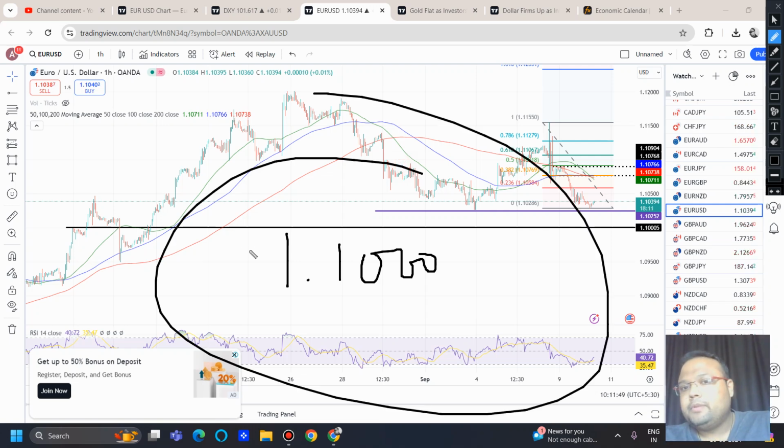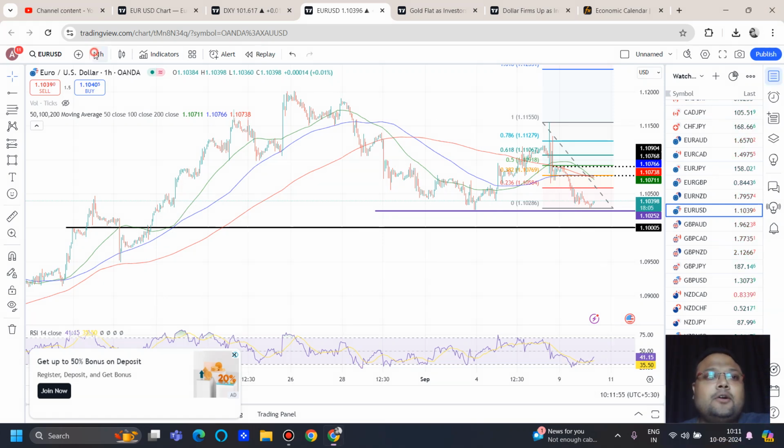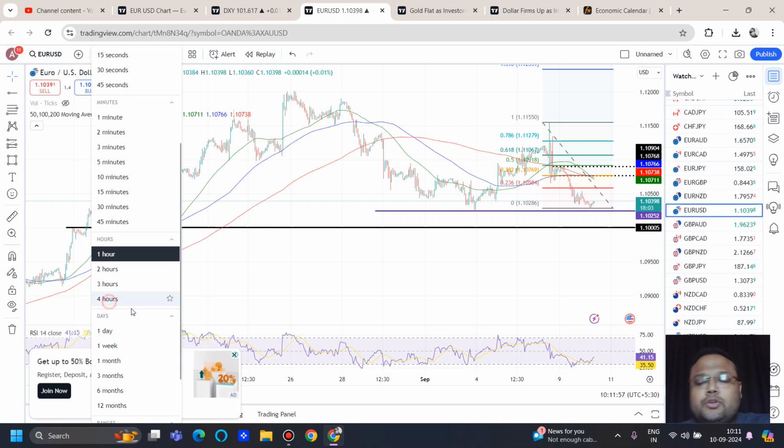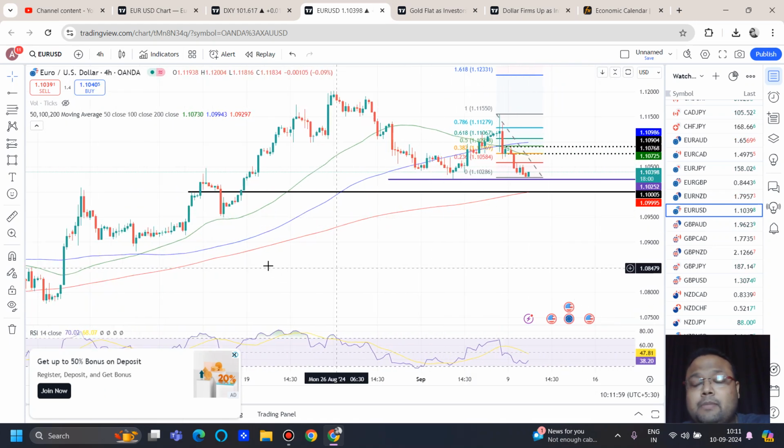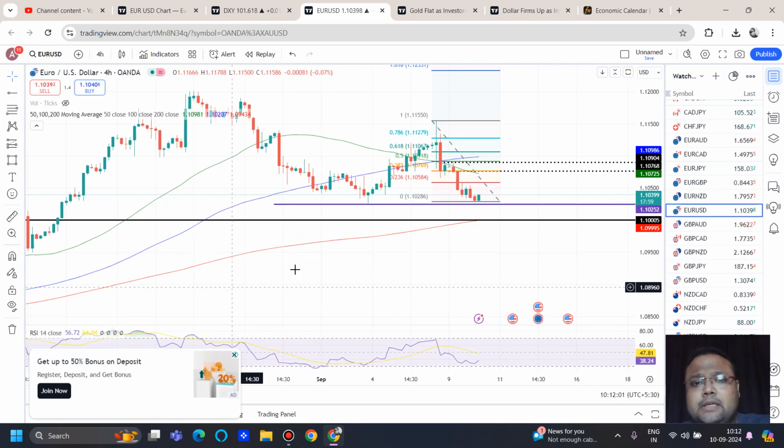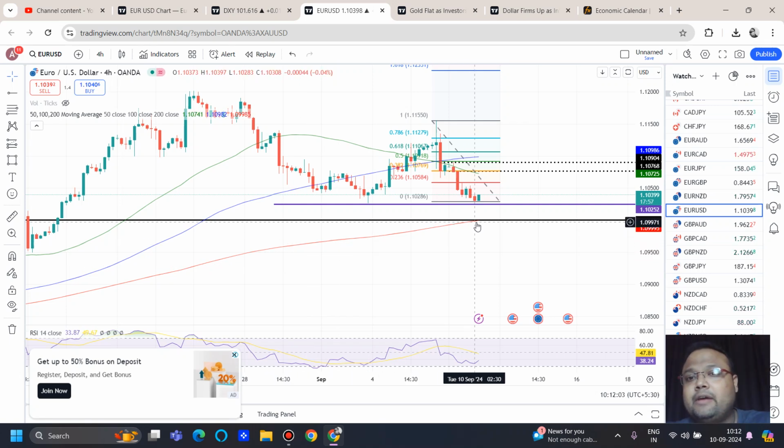Why is 1.1000 the next best support on the chart of Euro USD? Because this is a round number, this is a psychological support. Okay, so this level will provide some support to the market, and on the 4 hours time frame, you can see we also have the 200 moving average coming down. Now let's wait and watch whether the Euro USD bounces from the support or comes down to 1.1000.